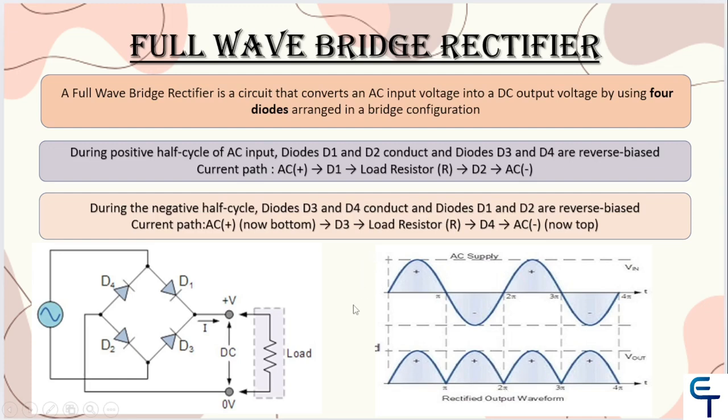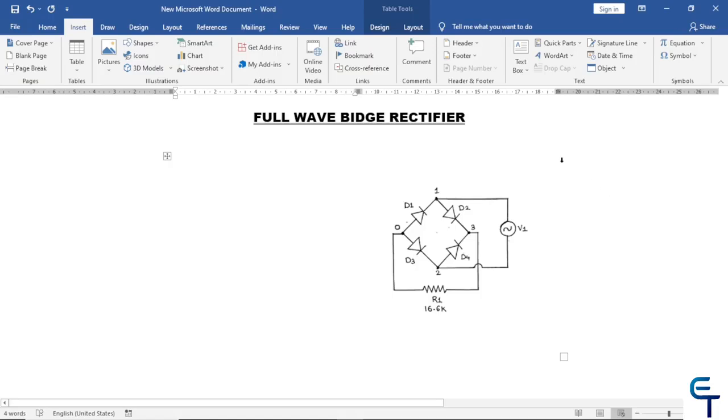Now we'll make an Ngspice code and try to simulate this waveform at the output. So let's write the Ngspice code. This is the circuit diagram. We have here 4 diodes D1, D2, D3, D4 connected in bridge fashion. This is the load resistance R1 which is 16.6 kilo ohms, and this is the input voltage V1 which is 10 volts, 50 Hz. I have marked the nodes here 0, 1, 2 and 3.